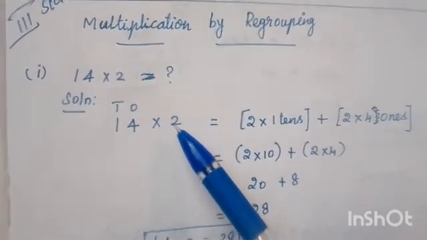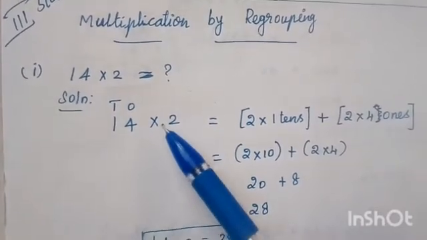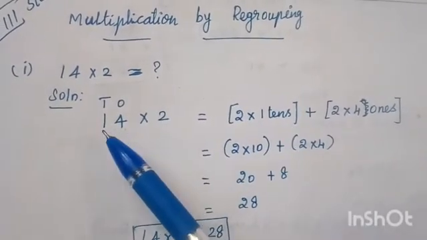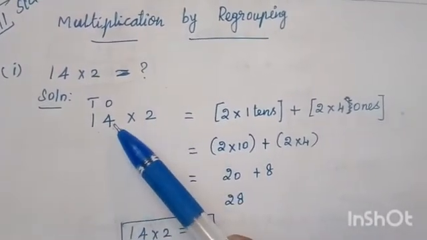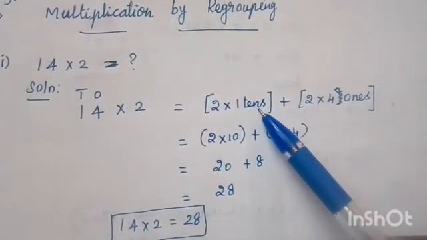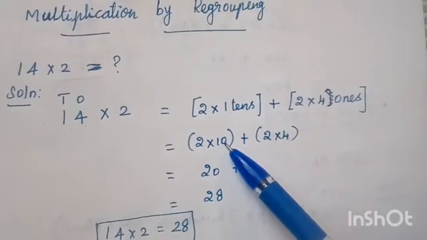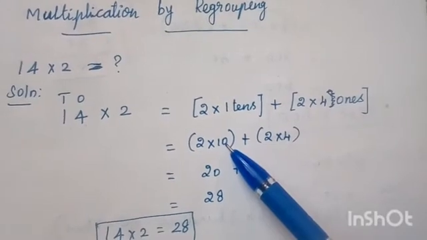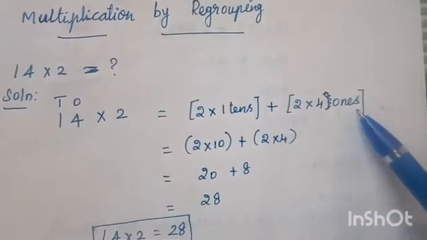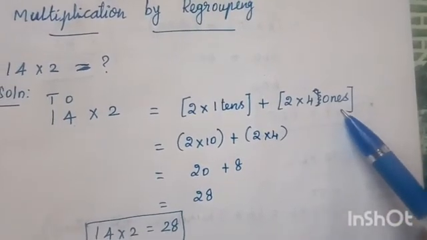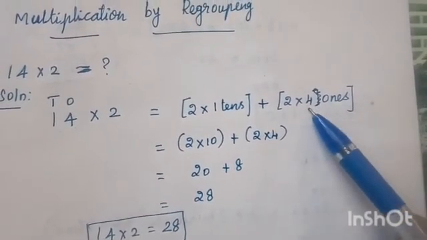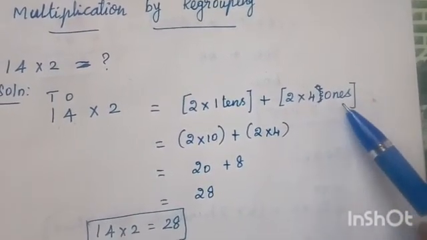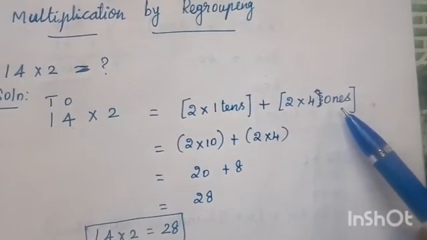Now we have to write this number in expanded form. So 2 multiplied with the tens, then multiplied with the ones. That is 2 into 1 ten, then 2 into 4 ones. 2 into 1 ten means 10. 2 tens means 2 into 10, 20. 3 tens means 30. 4 tens means 40. Like that. For 2 into 4 ones, 4 ones means 4 into 1. 5 ones means 5. 4 ones means 4. 6 ones means 6. Like that we have to proceed.